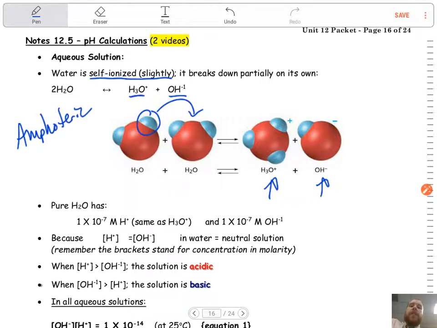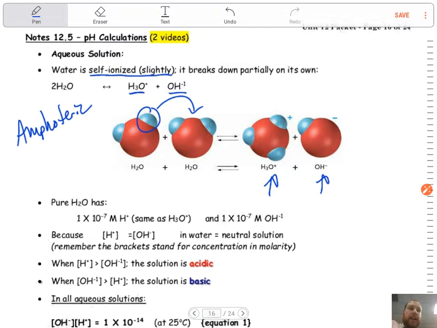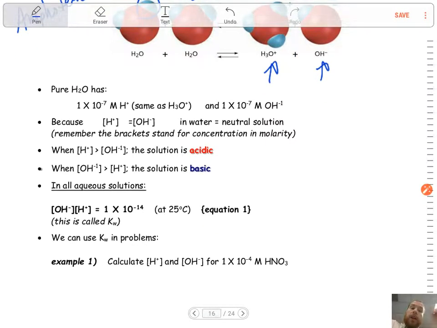Again, very, very little. It's not like it's happening all the time where you're drinking acidic water or basic water. Pure water, though, will have a concentration of 1 times 10 to the minus 7th molar hydrogen ions, which is the same thing as the hydronium ion. It will also have 1 times 10 to the minus 7 molar hydroxide, okay? So this is talking about neutral water here. This is why water has a pH of 7.